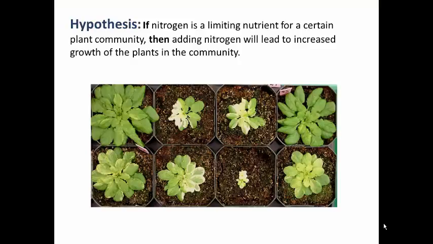So putting our hypothesis into an if-then statement: if nitrogen is the limiting nutrient for a certain plant community, say those plants in our garden, then adding nitrogen will lead to an increased growth in the plants in that community. Right now, that's really testable. It's very easy now for us to set up our experiment.